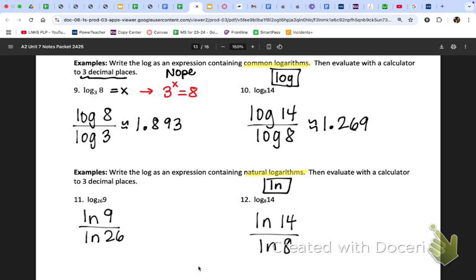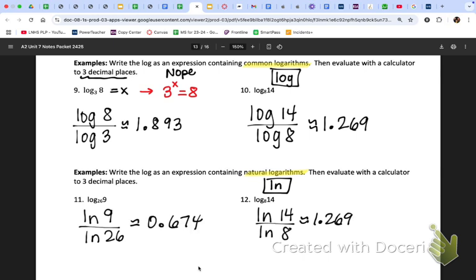So type those in your calculator real quick and get your decimals. Okay, what do you notice about numbers 10 and 12? Do you see how they're the same? Amazing. So that's just to show you it doesn't matter what log you use. You can use the common log, which is log base 10, or log base e. As long as you use the same log on the top and bottom of the fraction, you're going to get your answer. Again, let me know if you're not getting that on your calculator.